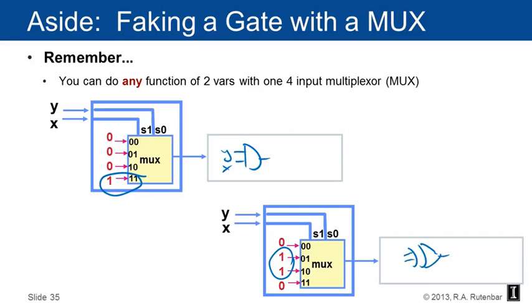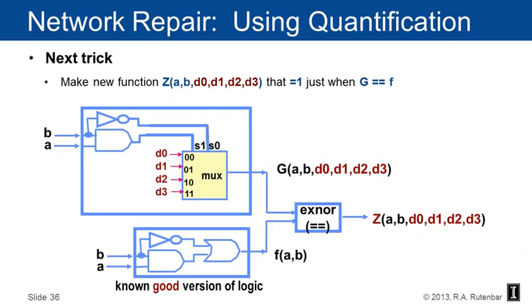That's great. What we know is that if I can solve for the constants that go into the multiplexers and make the logic networks correct, if I can make the network with the multiplexer do the same thing as the specification network, then I can repair things. So here's the next interesting trick. I'm going to make this new function Z, and Z is a function of the original variables. So there are the original variables. Z has them, but Z is also a function of all of these multiplexer inputs. And note what I'm doing here.